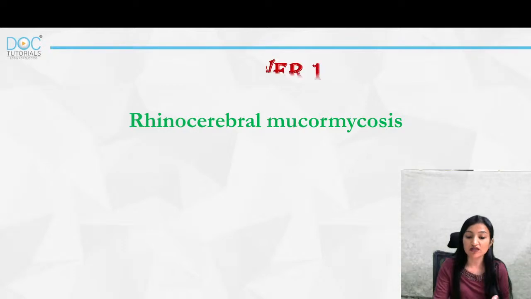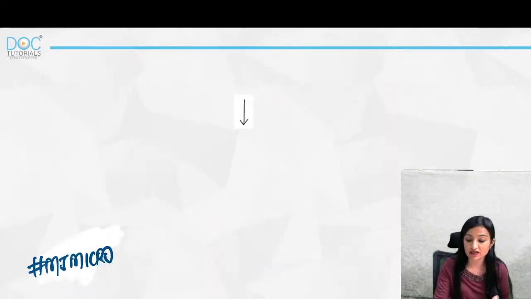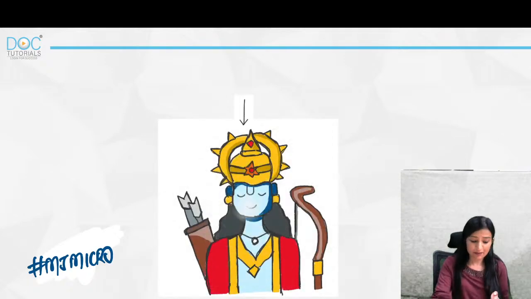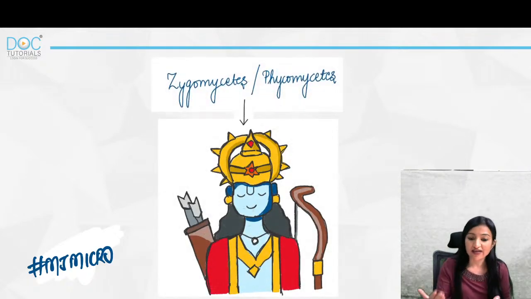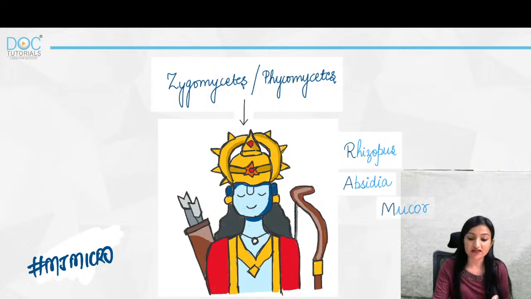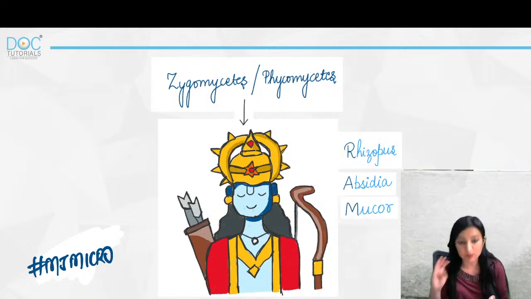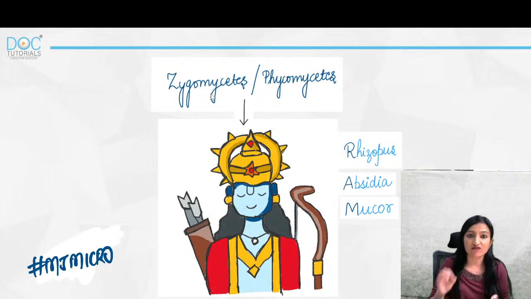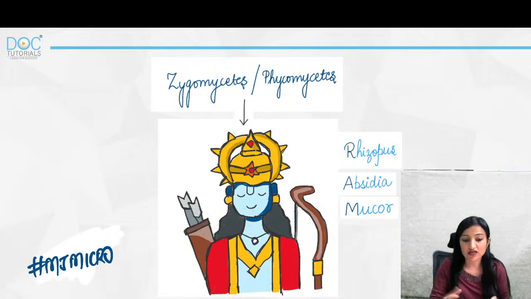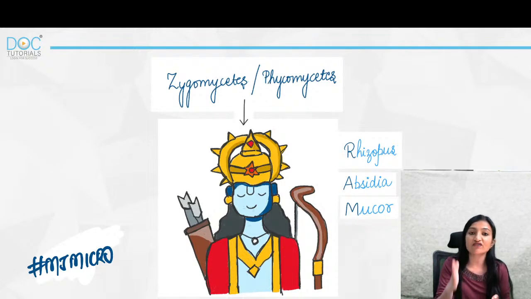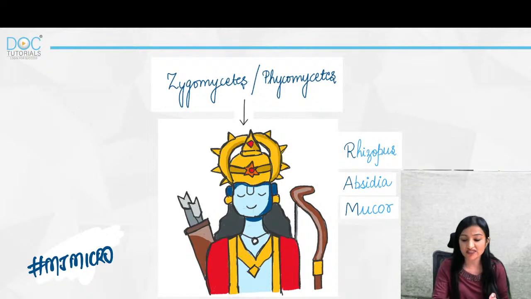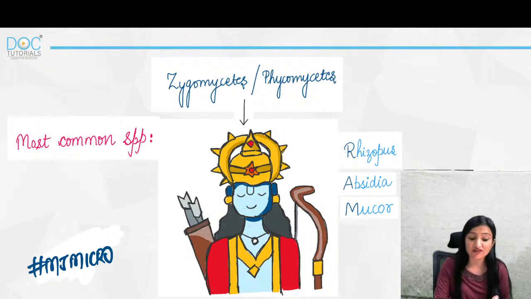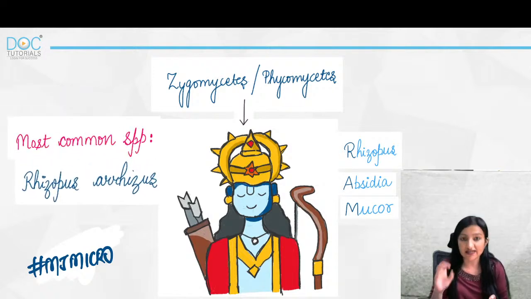Okay, so some important take-home messages regarding this class of fungi. Remember Lord Ram. Zygomycetes or Phycomycetes members can be remembered like this. We have got RAM respectively, which stand for Rhizopus, Absidia and Mucor. Now remember the first and last alphabets in English, A and Z. A should remind you of aseptate, and Z should remind you of Zygomycetes. So A and Z, this is the class of fungi which has got aseptate or non-septate hyphae. And the most common species responsible for human disease is Rhizopus oryzae.